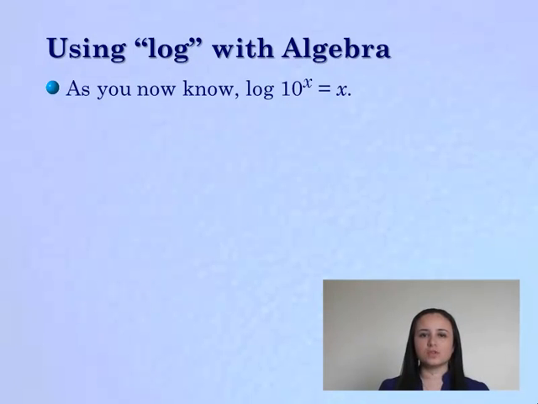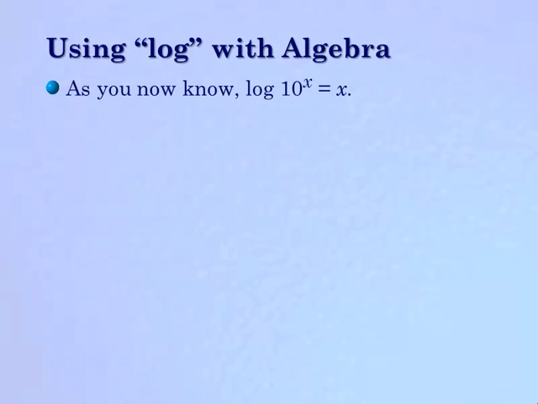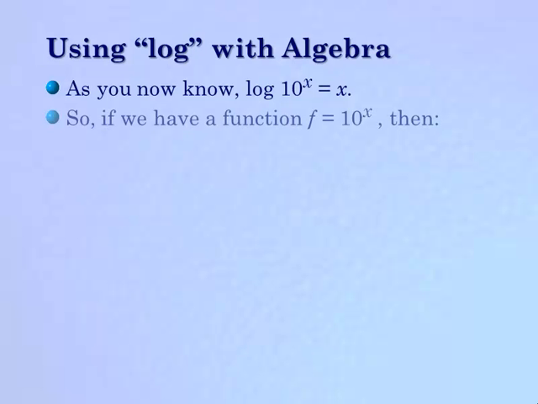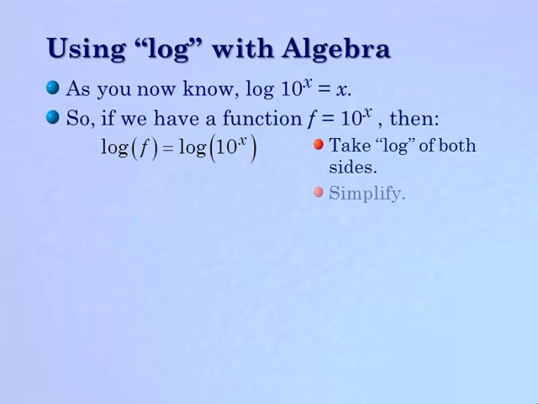Now, let's see how we use log to help us with algebra. Just like we used algebra to solve addition, subtraction, multiplication and division problems, now we're going to learn how to use logarithms with exponents. As you know, log of 10 to the x equals x, so if we have some function f that's equal to 10 to the x, we can take the log of both sides and we'll end up with the log of 10 to the x, which we've now learned is x. So the log of that function will equal x. So here's a way to get to the x in that expression up above.